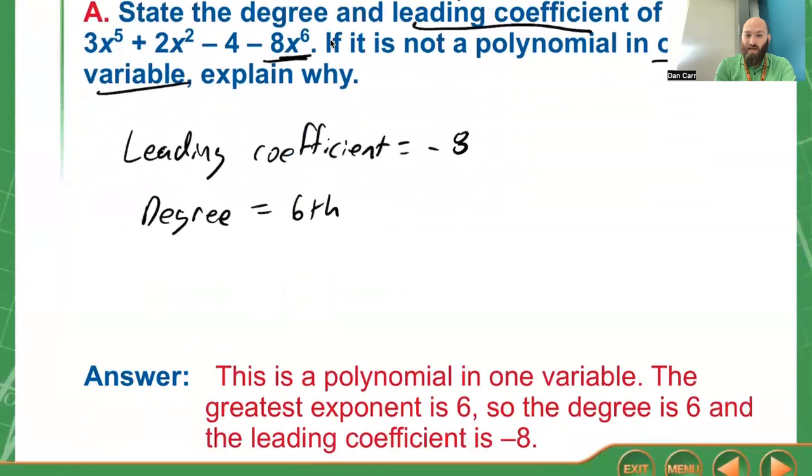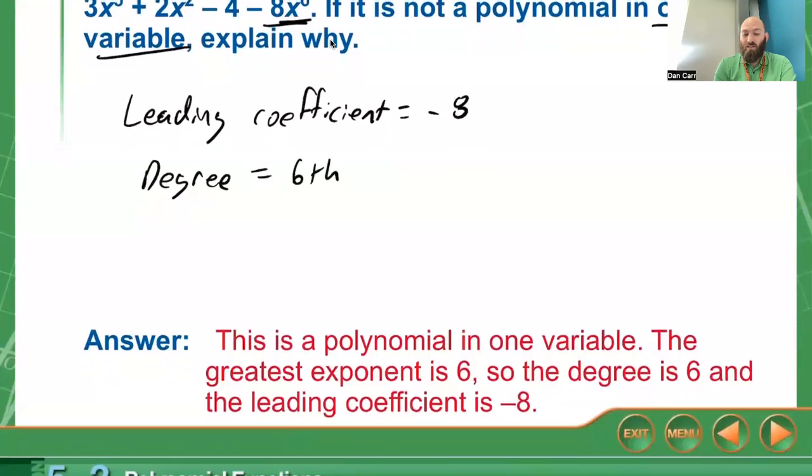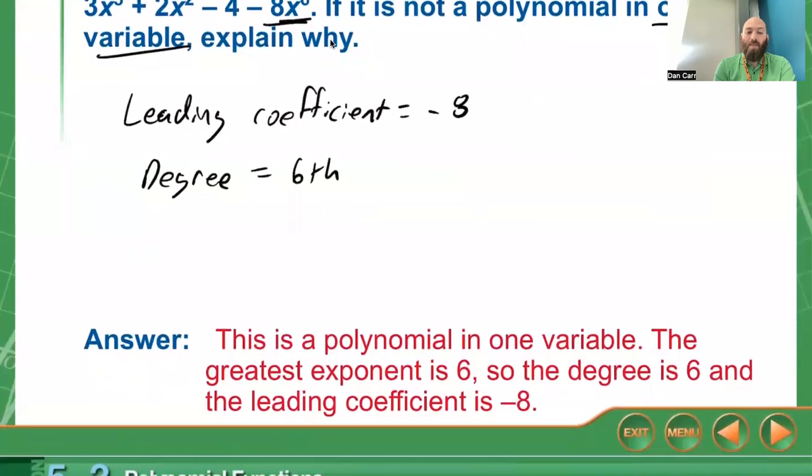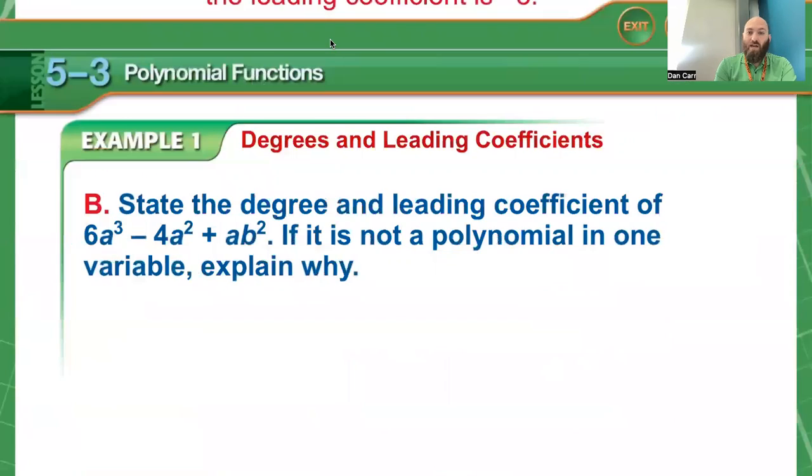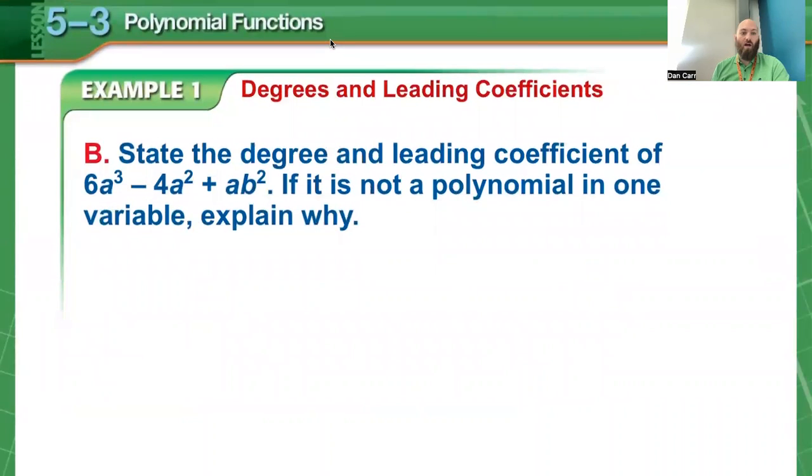And that just confirms that here. It is a polynomial in one variable, greatest exponent is 6, so its degree is 6, and the leading coefficient is -8. State the degree and leading coefficient of this one. If it is not a polynomial in one variable, explain why. So I'll start with that.